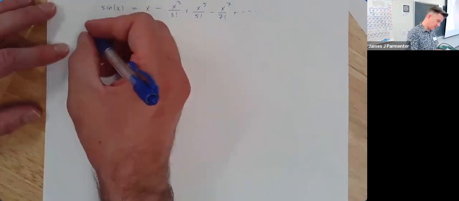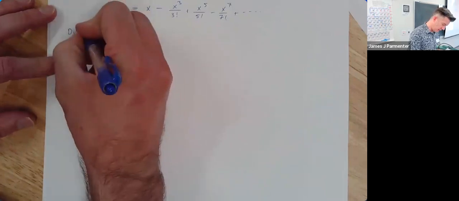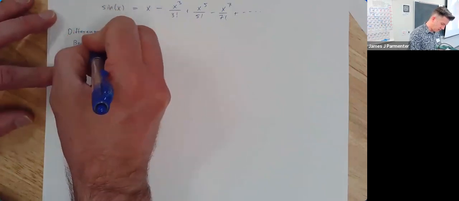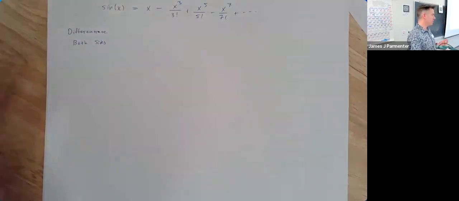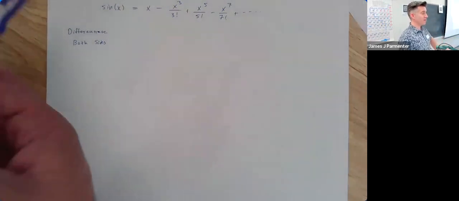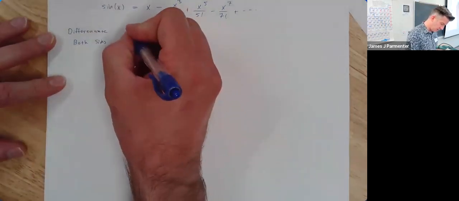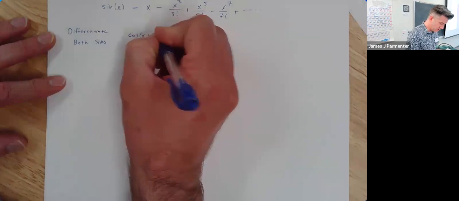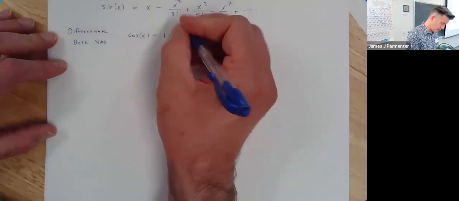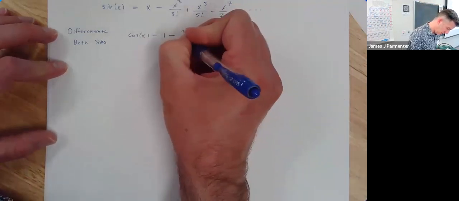Right. So we differentiate both sides, which is the thing I was referring to earlier. There is a theorem that says you can differentiate both sides of this, and the theorem says the radius of convergence doesn't actually change. So the derivative of sine is cosine. What's the derivative of x? What's the derivative of x cubed? So 3x squared over 3 factorial.